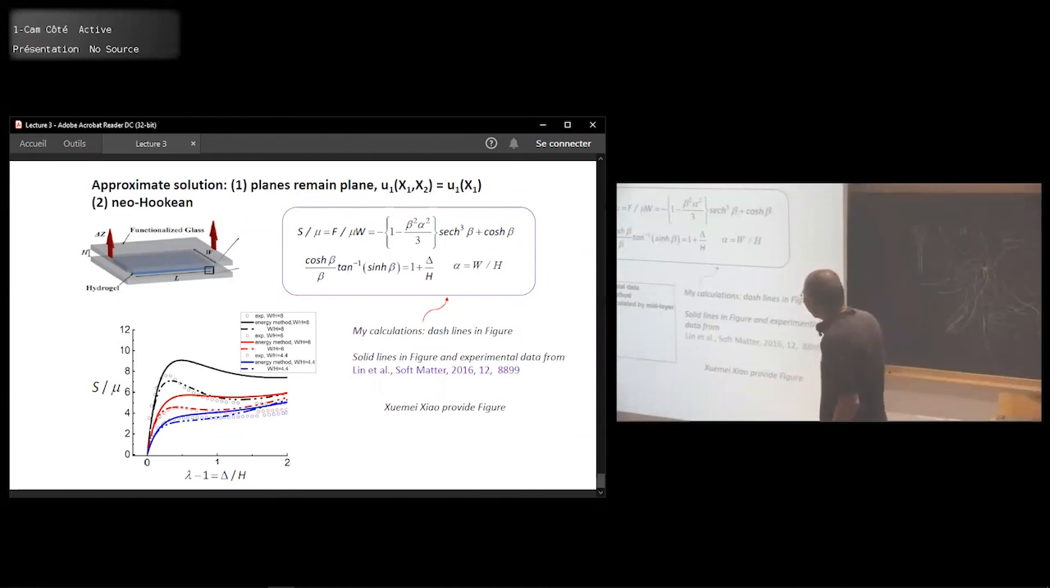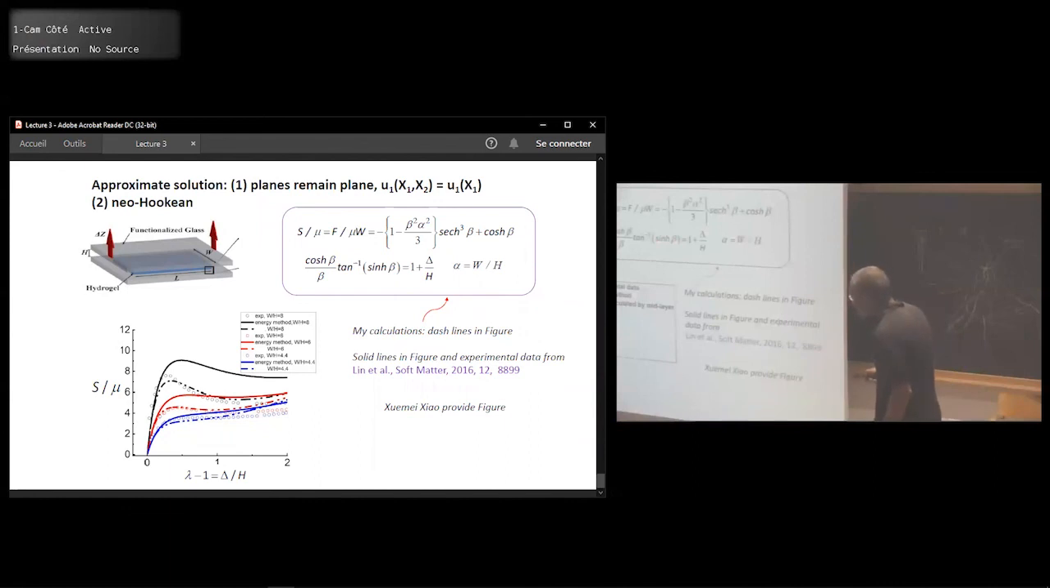So here's the solution that I found. I used exactly the same approximation, so I didn't change anything. The only difference is that I produced a formula that you can actually use. This is the solution, and it's too complicated to tell you what it is, but I want to show you because you can actually use it.